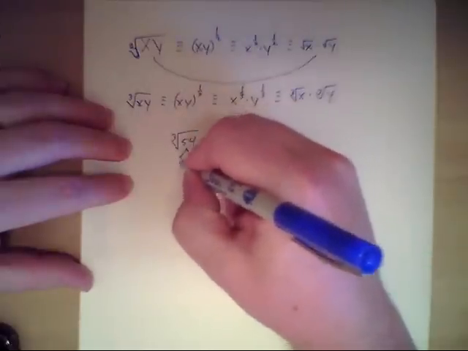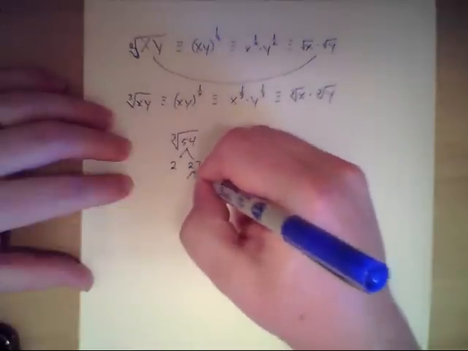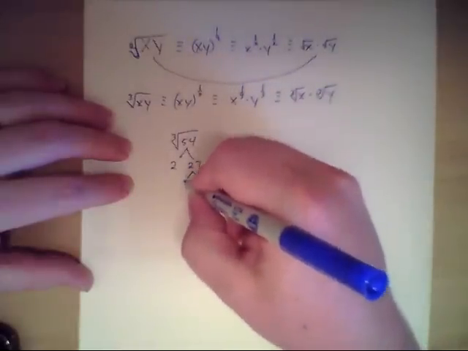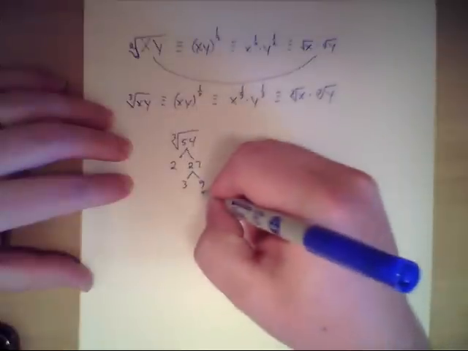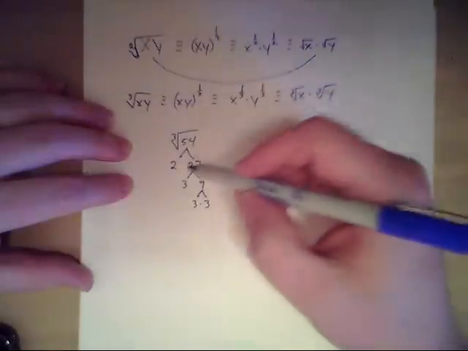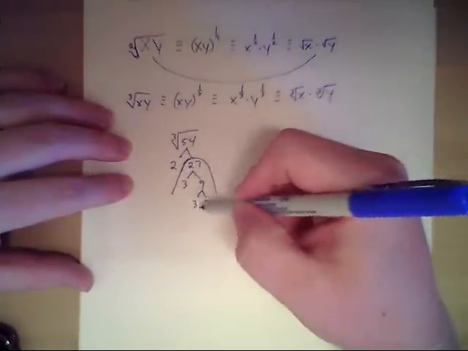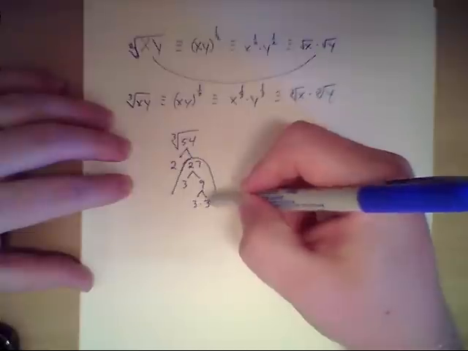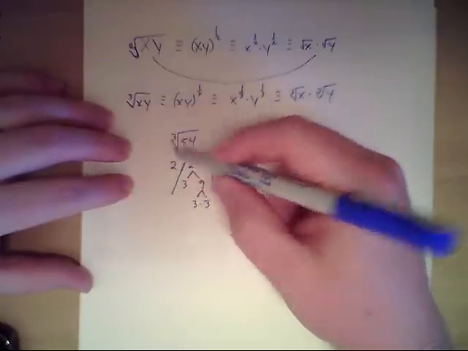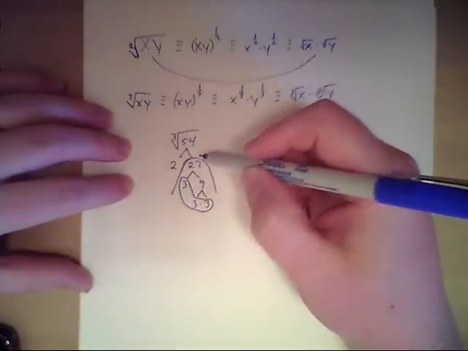Let's see, 54 is 2 times 27, and then 27 is 9 times 3, so that's 3 times 9, and then 9 is 3 times 3. So you'll notice that 27 breaks down to 3 times 3 times 3. In other words, it's a perfect cube. So its cube root can come out in front of the radical. So we're actually looking for groups of 3 instead of groups of 2.